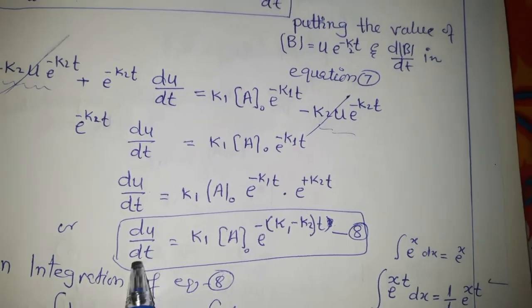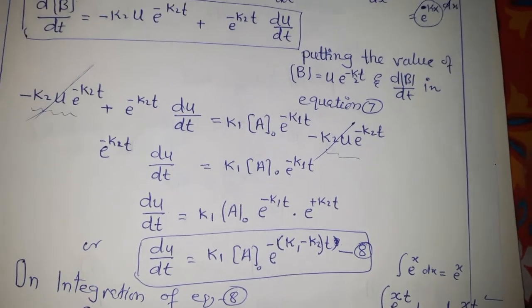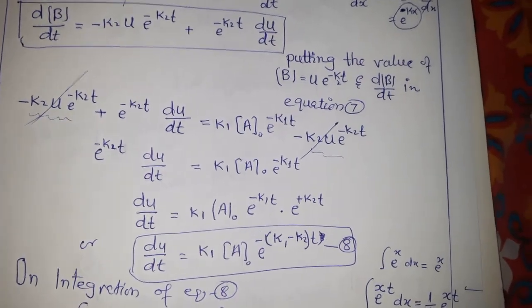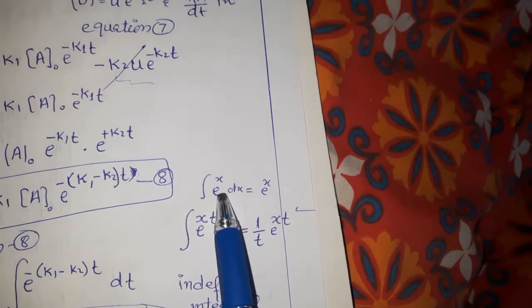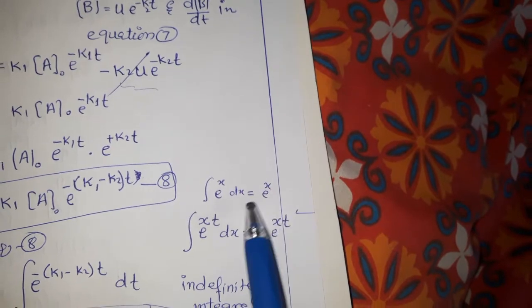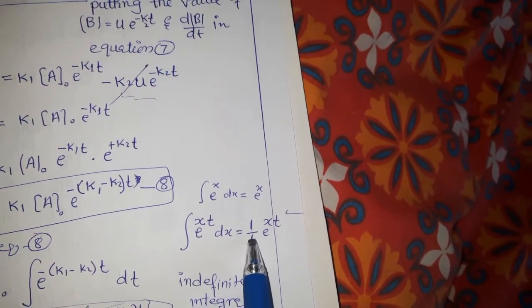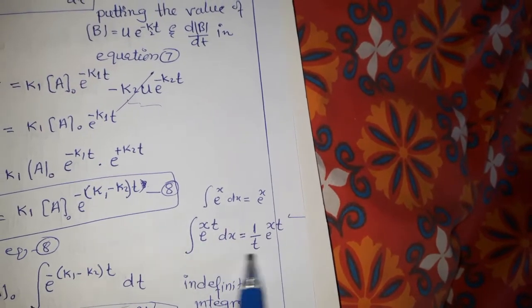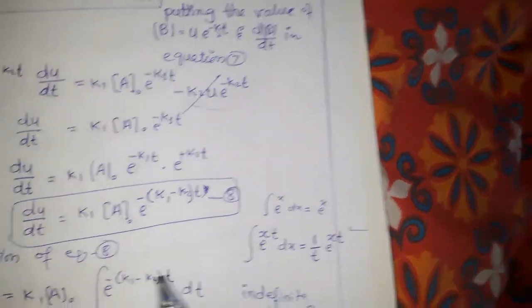This equation 8 can be solved because it is a differential equation, which can be solved by integration. Just transferring this dt to the other side, and applying this common integral formula, e raised to x dx, we get e raised to x, and if we have e raised to xt dx, we get 1 over t e raised to xt. So this is the general mathematical formula for integrating the exponential factor.